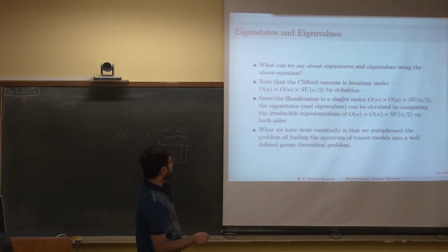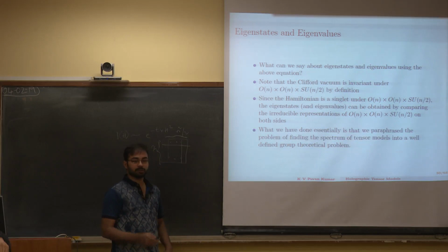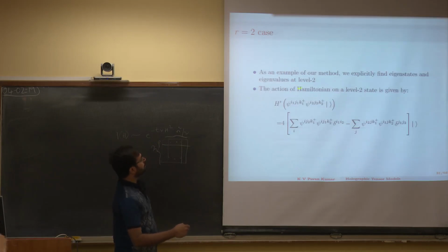So what we have done essentially is rephrase the problem of finding the spectrum into a well-defined group theoretical problem. If you can find all the representations, we know all the eigenstates. And by comparing the representations, we can also find the eigenvalues. So, I'll just give an example.